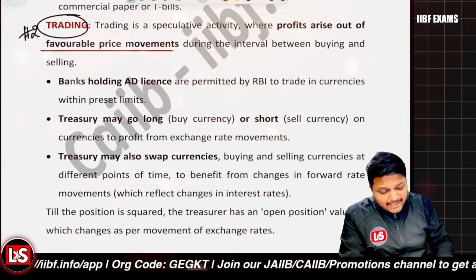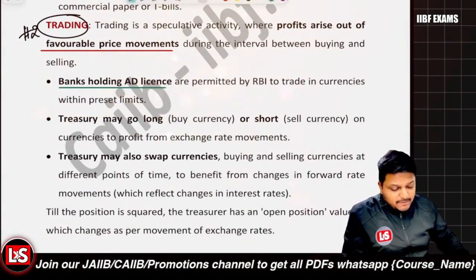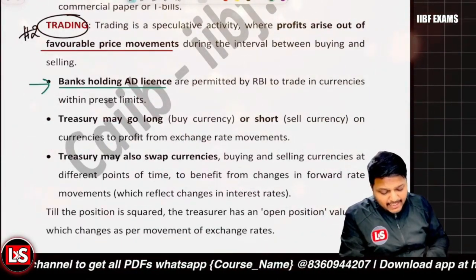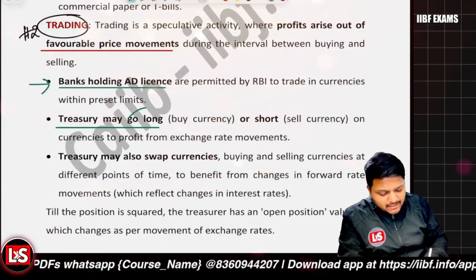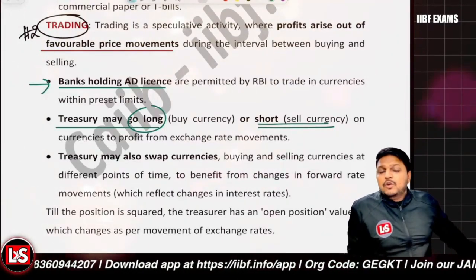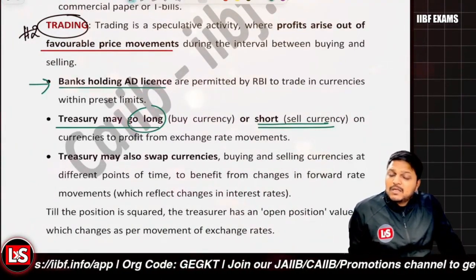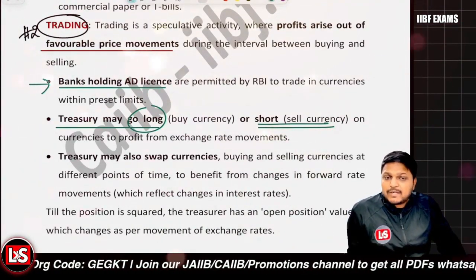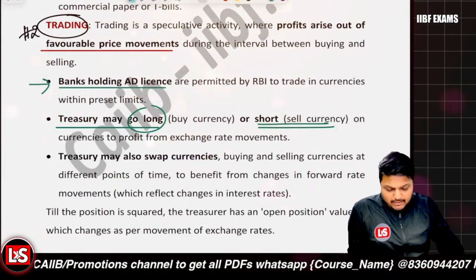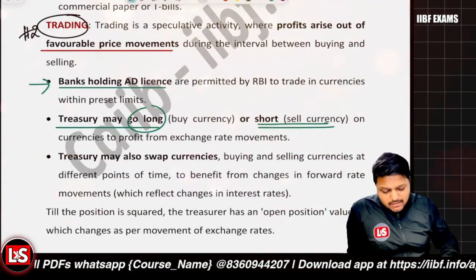And also the banks who are holding the authorized dealer licenses from the Reserve Bank of India are permitted to trade in currencies within the preset limits. That's basically allowed. And treasury may go long. May go long means buying the currency, may go short means selling the currency. So the banks can be attaining the long position or the short position. The long position means you are buying the currency, and the short position means you are going to sell the currency. So that can also be done. So the banks can be having the open position so as to make the profit. So speculation can also be a part. The bank can also be having proprietary positions, which is said to be trading.